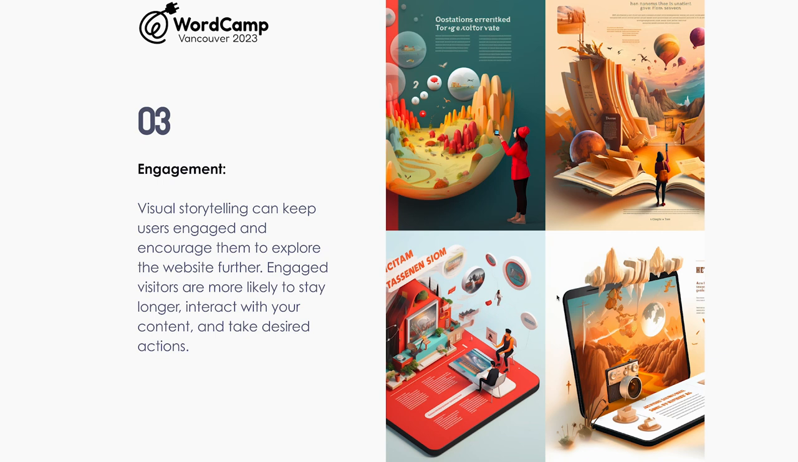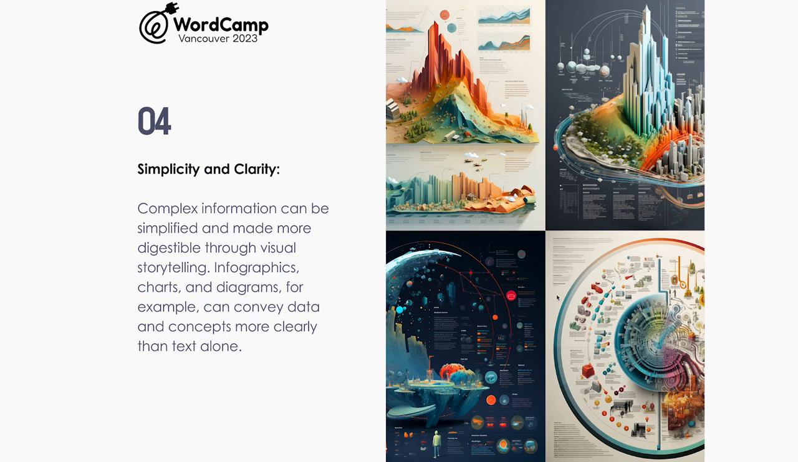Number three, engagement. Visual storytelling can keep users engaged and encourage them to explore the website further. Engaged visitors are more likely to stay longer, interact with your content, and take desired actions. Number four, simplicity and clarity. Complex information can be simplified and made more digestible through visual storytelling. Infographics, charts, and diagrams, for example, can convey data and concepts more clearly than text alone.